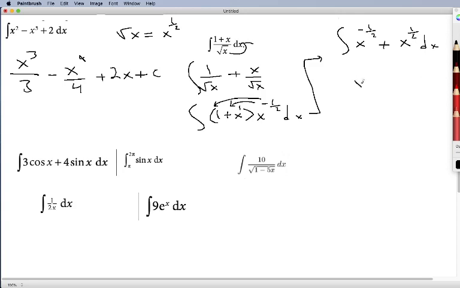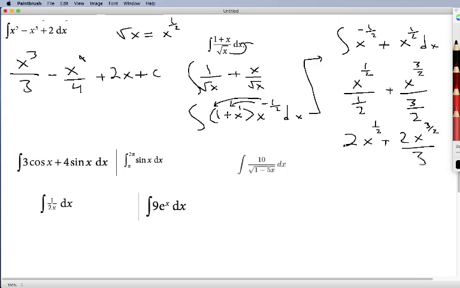So integrating this, you add 1 and divide by the same amount. Plus, you add 1, so that's 3/2, and divide by the same amount. And of course, you can simplify this a little bit. So 2x to the 1/2 plus, switch these around, 2x to the 3/2 over 3, and of course, plus your c at the very end. So that was question number 2 here, okay?